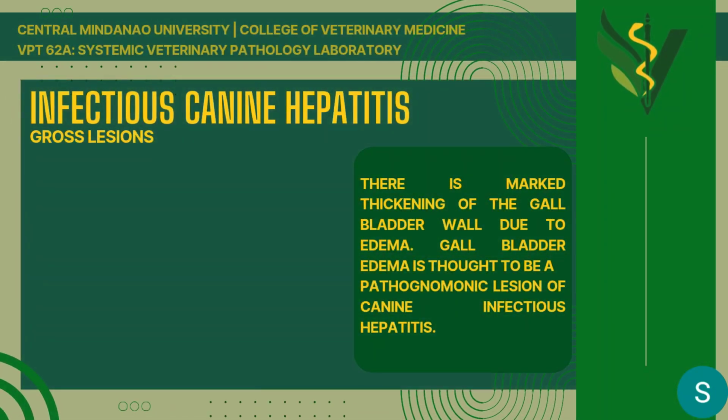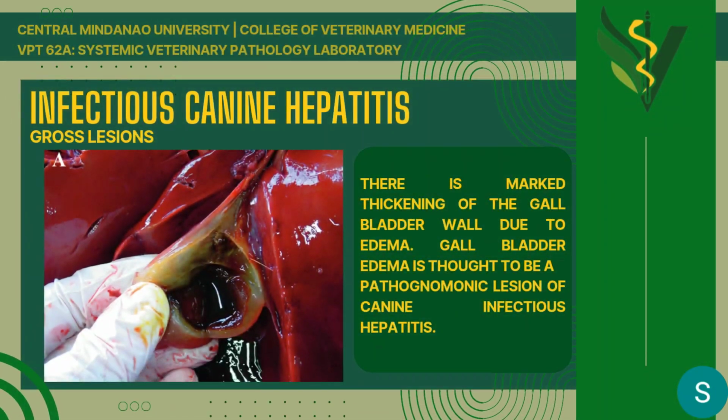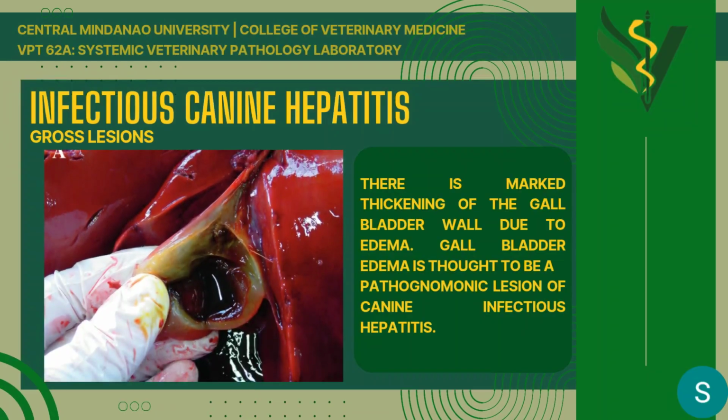In this image, we are seeing the gallbladder that is thickened. So gallbladder edema is thought to be the pathognomonic lesion of your canine infectious hepatitis. So it is because the plasma and protein-rich fluid leak out of the vessels into the submucosal tissues. Because your gallbladder wall is loose connective tissue, it swells up like a sponge with fluid, creating the characteristic edematous thickening.